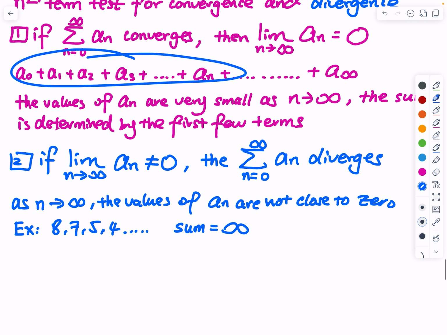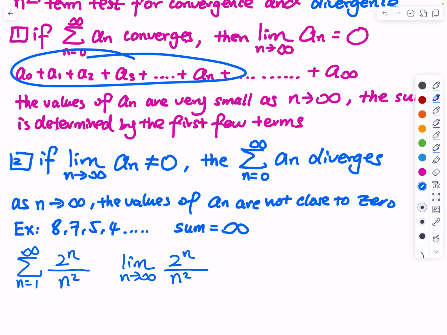So let's take a look at a series. We have a summation, n equals 1 to infinity, of 2 to the nth power divided by n squared. We will take the limit as n approaches infinity of 2 to the nth power divided by n squared. This is just finding a limit. You plug in n, and you will see that we have infinity divided by infinity. Therefore, that triggers L'Hopital's rule.